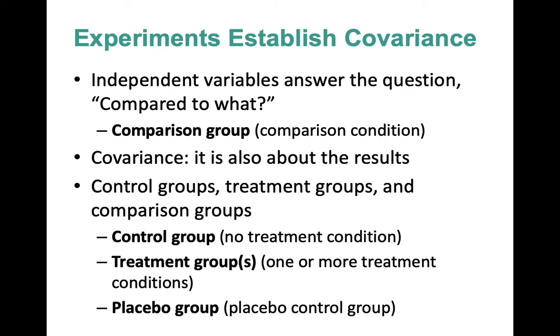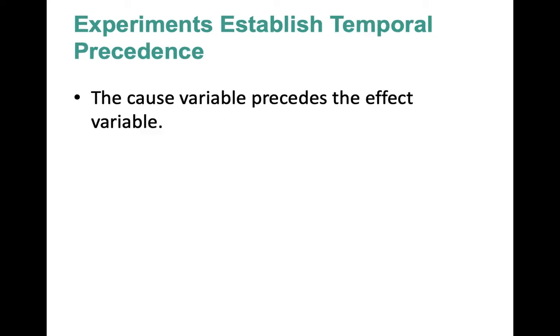Okay, so these comparisons might take place between a treatment group and a control group, between two different treatment groups, or between a treatment and a placebo group. And experiments establish covariance by looking for differences between those two groups or multiple groups on the DV. Experiments establish temporal precedence because the causal variable precedes the effect variable. The IV precedes the DV.